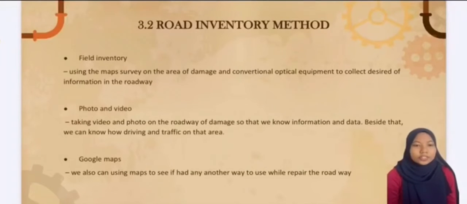Inventory method. First is field inventory. We use the map survey on the area of the damage and conventional optical equipment to collect the desired information in the roadway. Next is taking photos and video of the damage on the roadway so that we know the information and data. Besides that, we know how to drive and the traffic on the area. Next we go to Google Maps to see if there is any other way to use while maintaining the roadway.